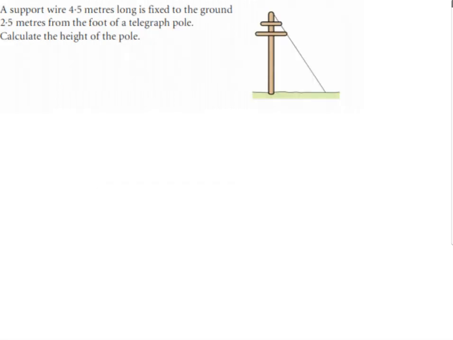Okay, another kind of question you could get asked. We have a telephone pole and a wire supporting it to stop it falling over. But this is another question where it's not actually giving you all the information straight on the diagram. You have to start pulling it from the story. So the support wire is 4.5 metres long. So on our diagram, find the support wire and put in the length.